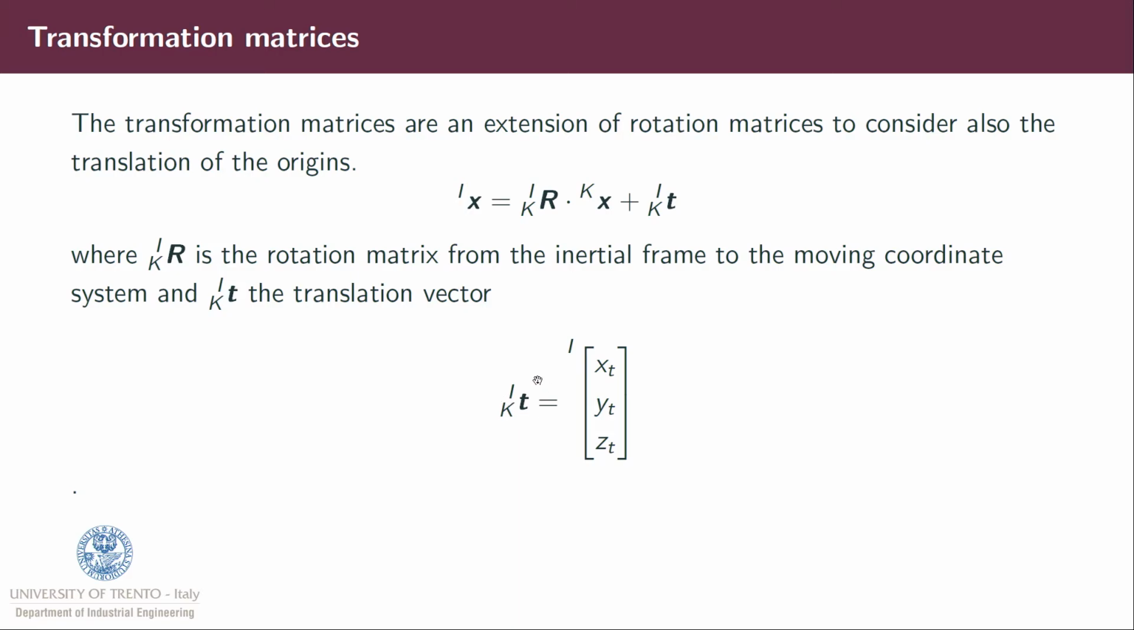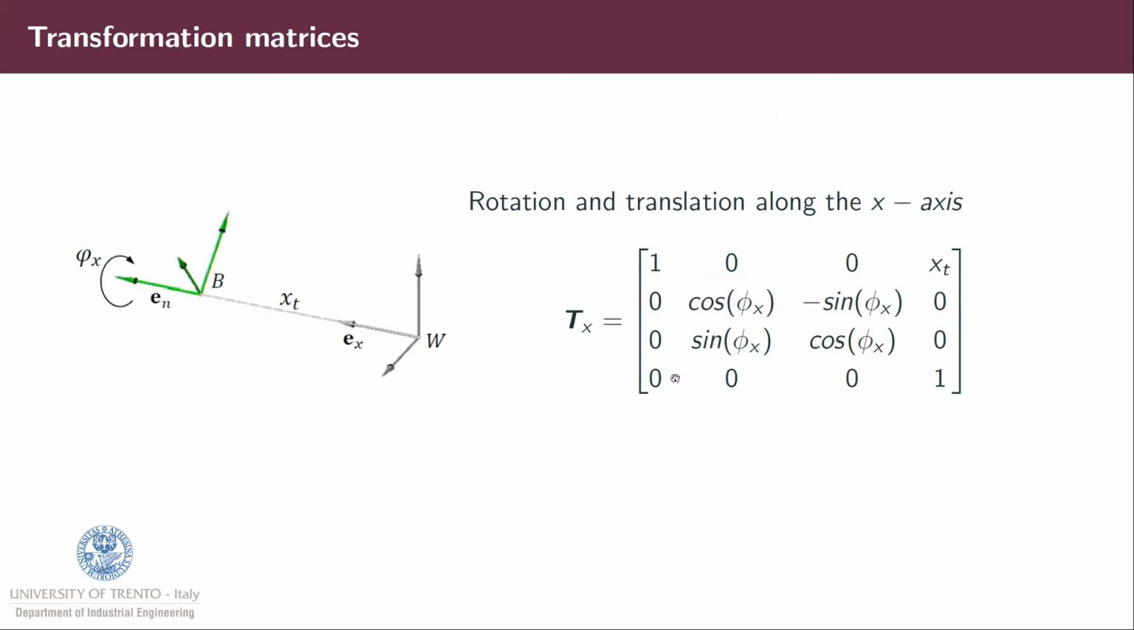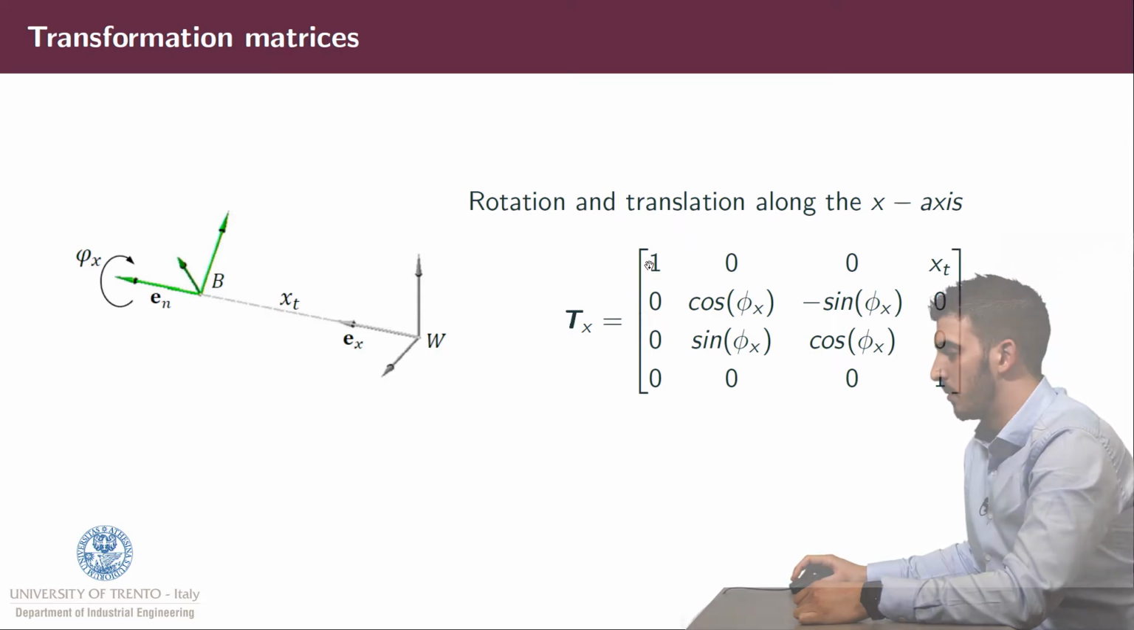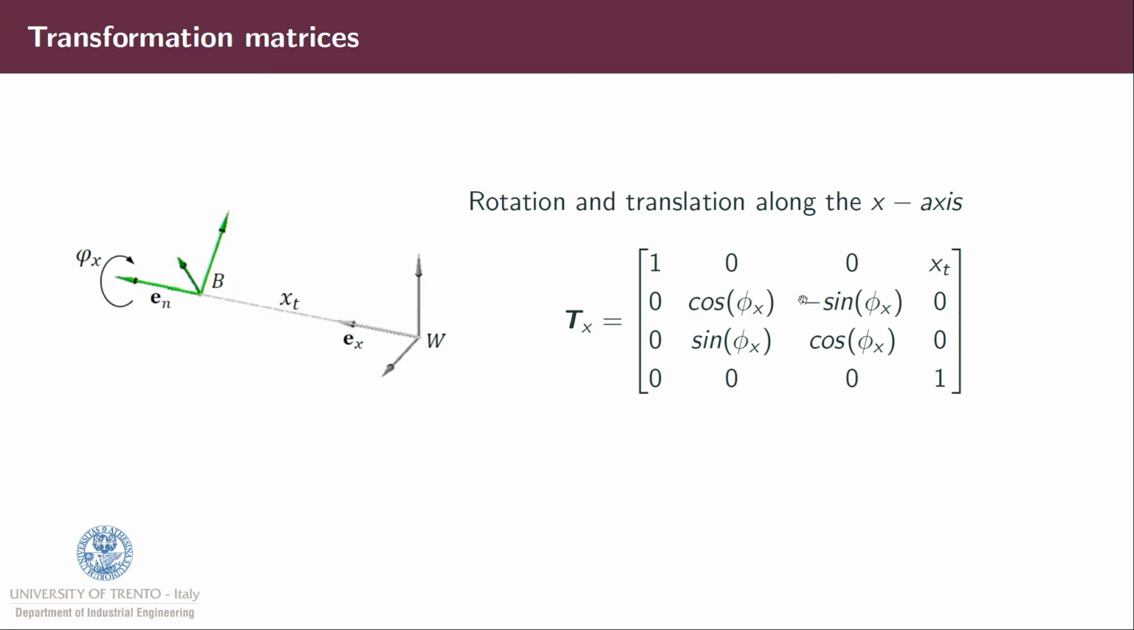So the vector t from k to I is the vector connecting the two origins of the reference frames. We have this transformation matrix along the x-axis, which is a 4x4 matrix that also incorporates the translation. The first 3x3 block is the rotation matrix, and this column is the translation vector along the x direction.